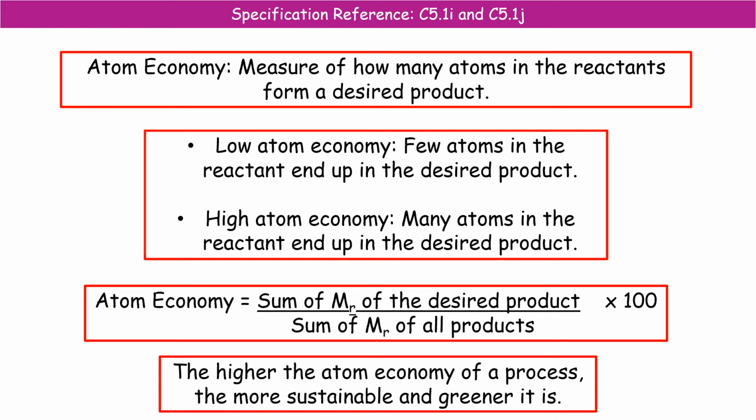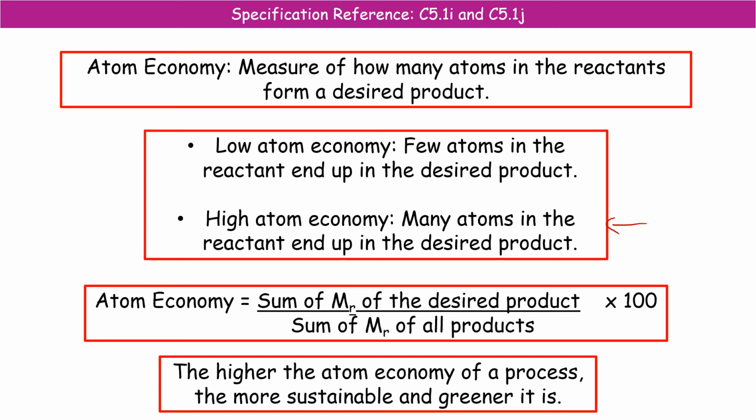Calculation number 2, atom economy. When we're talking atom economy, this is a measure of how many atoms from the reactants end up in our desired product. So if you have a low atom economy, basically that tells us only a few atoms from our reactants end up in the desired product. If it's a high atom economy, lots of them end up in our desired product. We would like lots to be in the desired product, ideally, because the higher the atom economy, the more sustainable the process is, because we're going to be generating fewer waste products.